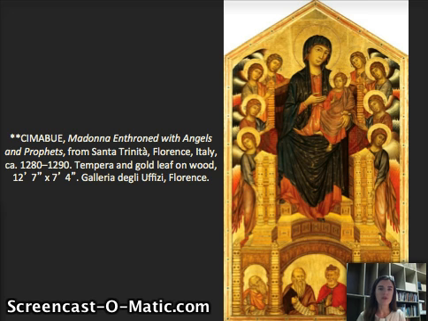First off, we've got a gold background. We also have figures that look relatively stiff in certain cases. The angels don't look that dynamic. They're slightly moving around, but pretty traditional, pretty conservative in its representation.